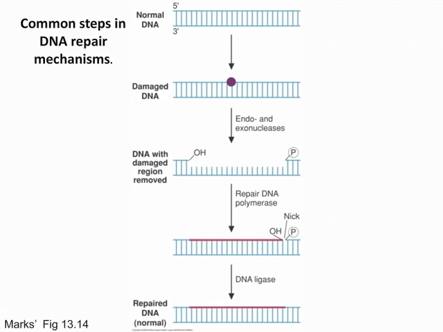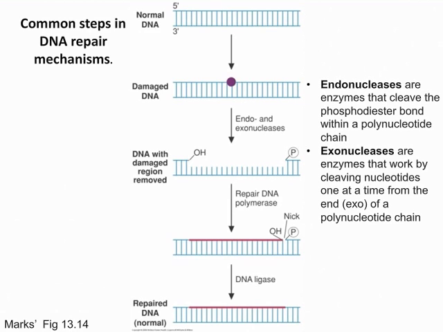I'm going to switch over and talk about repair mechanisms to fix problems with the DNA helix. So at the top we have a normal DNA. The second picture shows the damaged DNA. So what can we do to fix it? We can use endonucleases, which are going to cleave the phosphodiester bond within the polynucleotide chain. So that third picture, you see that the damaged region was removed.